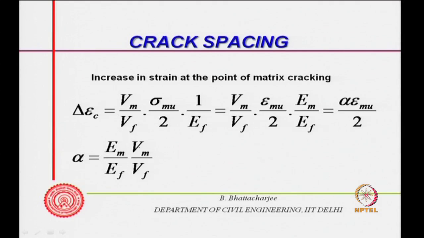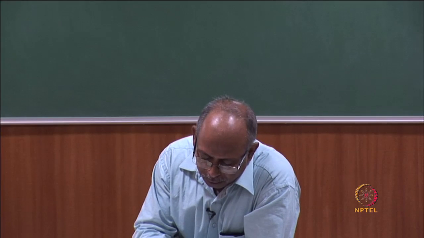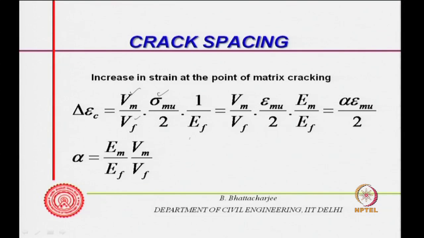Sigma mu V m divided by V f is the stress, right. Sigma mu V m divided by V f is the additional stress the fiber is taking. This term we have already seen, and this divided by E f is the additional strain at that point. So the additional strain at this point, if you look, this is the crack and this is another crack, and we said.